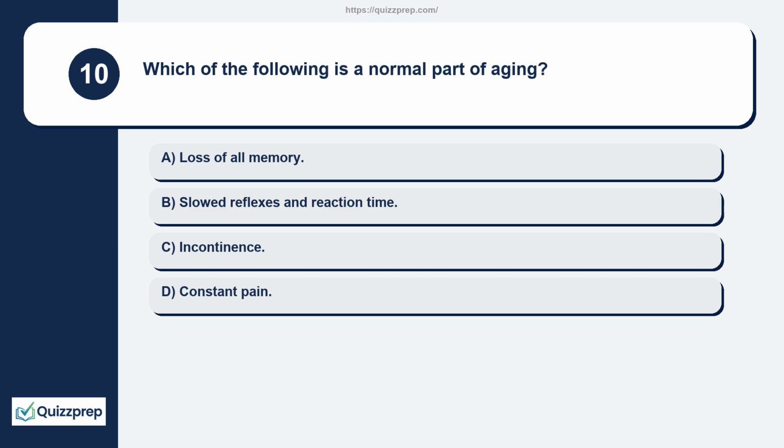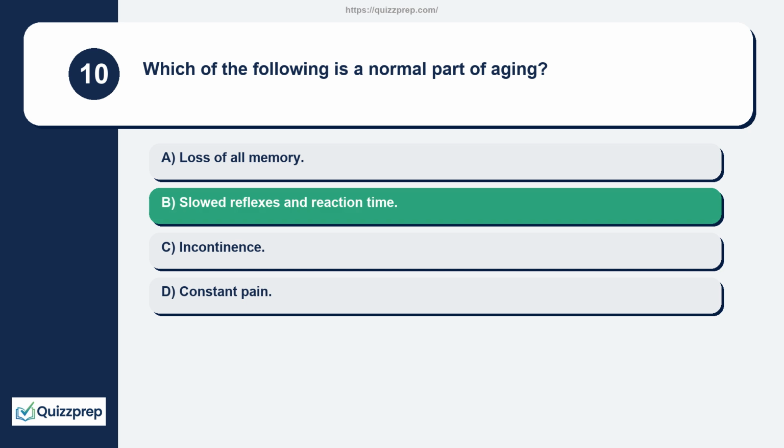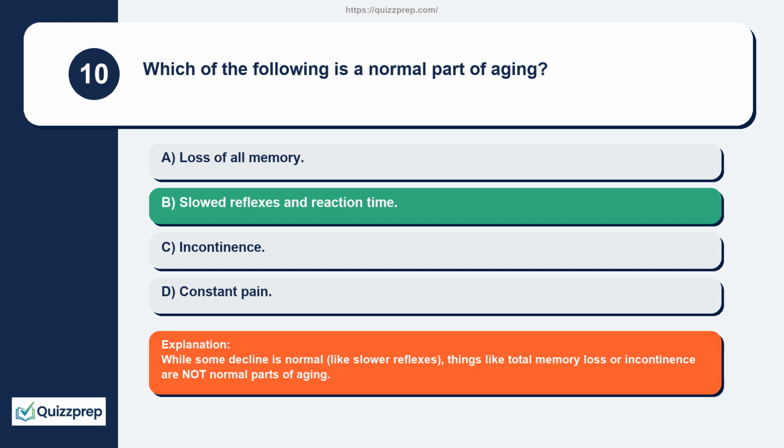Question 10. Which of the following is a normal part of aging? Loss of all memory, slowed reflexes and reaction time, incontinence, constant pain. While some decline is normal, like slower reflexes, things like total memory loss or incontinence are not normal parts of aging.